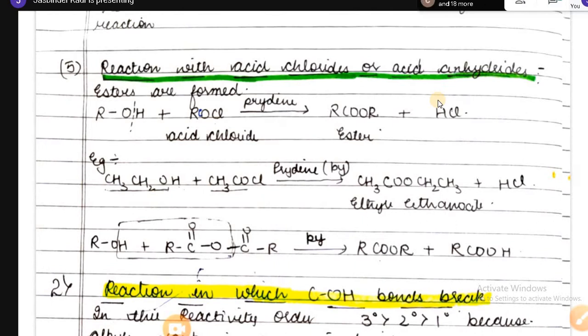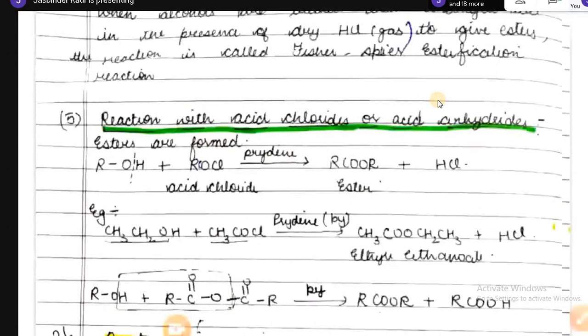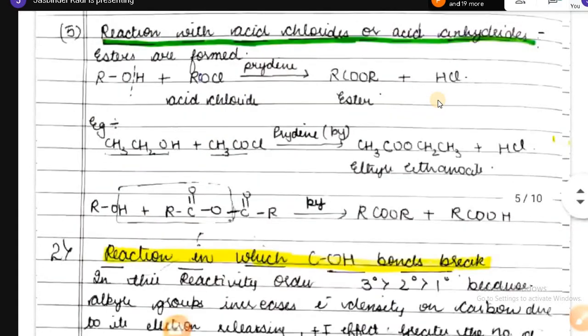So these are the 5 reactions in which only H is replaced. That is, first is reaction with active metals, second is with Grignard reagent, third is with carboxylic acids, fourth is with acid chlorides or acid anhydrides, and fifth is with metal hydrides. So these 5 reactions are those in which only the oxygen-hydrogen bond is cleaved, and these reactions show the acidic nature of alcohols.